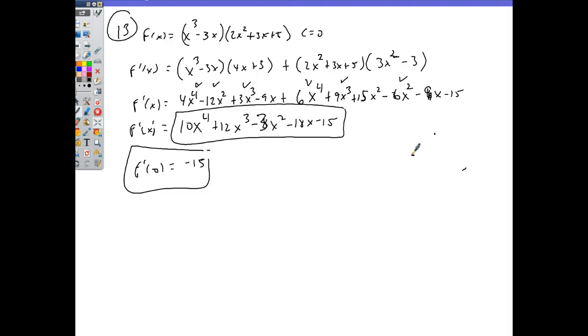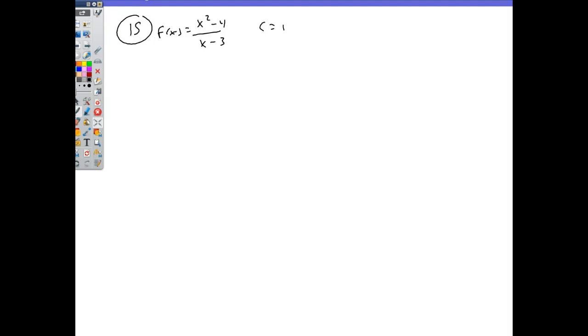And then we plug in 0. Well, there's two questions. One, what's the derivative? The other one is, what is the derivative at 0? So you just plug in 0. Yep. So you try. Okay, so that's how you do 13. Just look at the process.